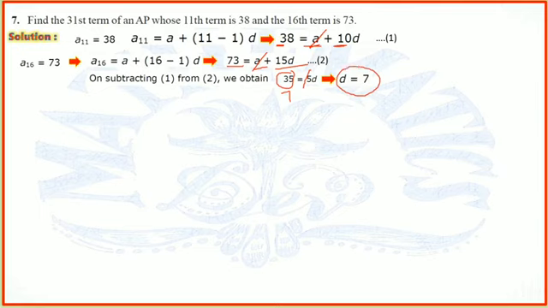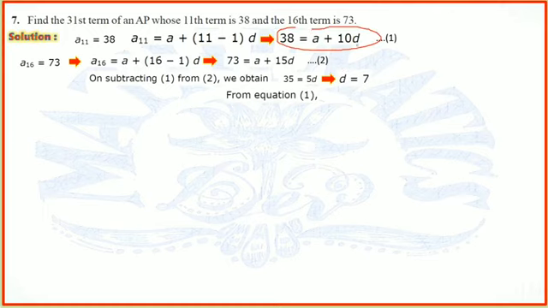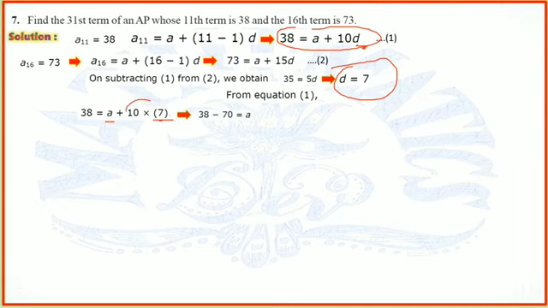So the common difference we got is 7. Now from equation 1, we'll put the value of D here. So 38 is equal to A plus 10 into the value of D, that is 7. This implies 38 minus 10 times 7, which is 70. So that 70 we have taken to the left hand side, 38 minus 70, which implies A is equal to minus 32.